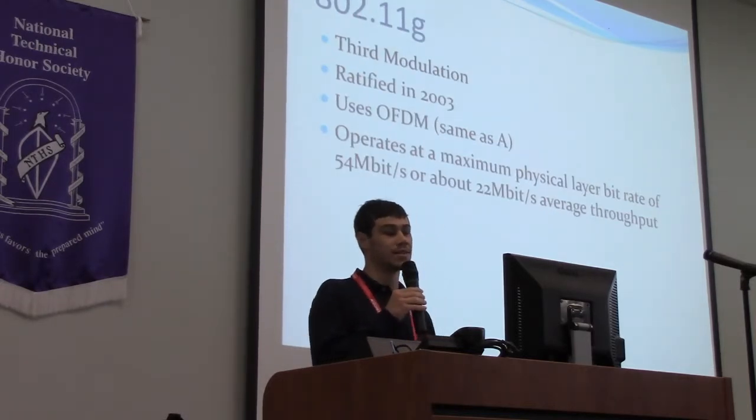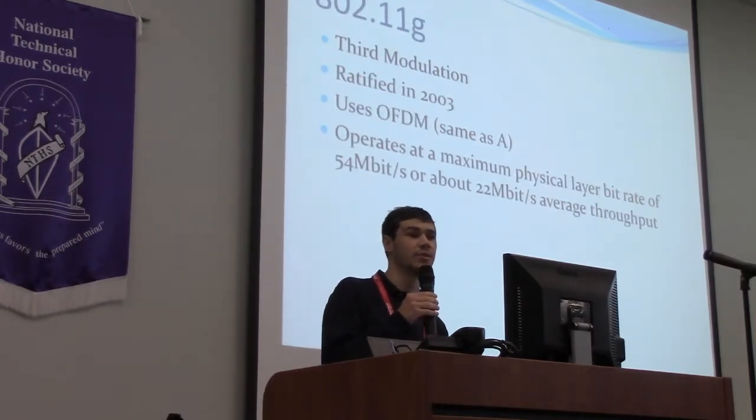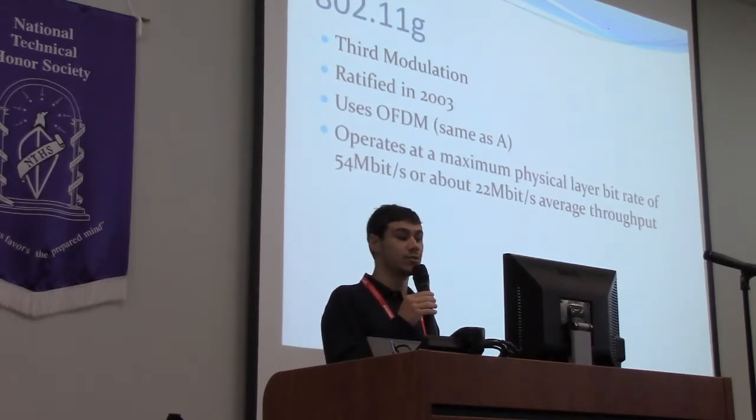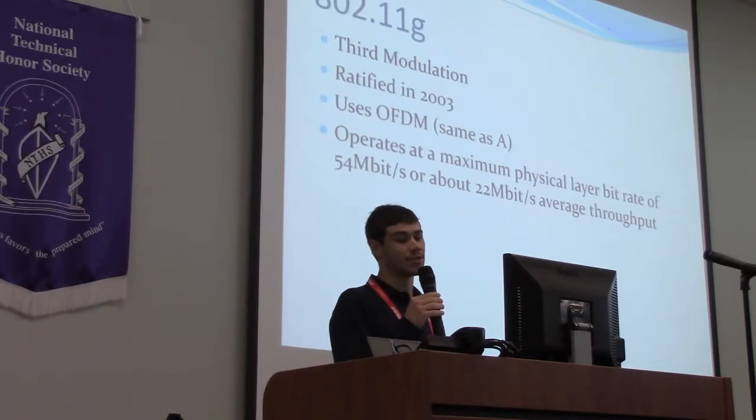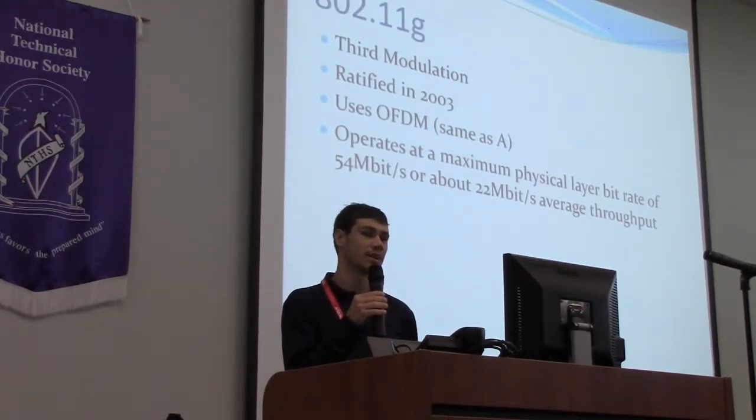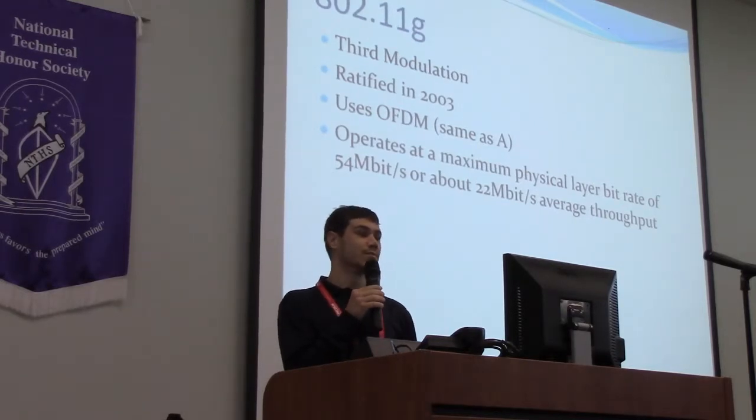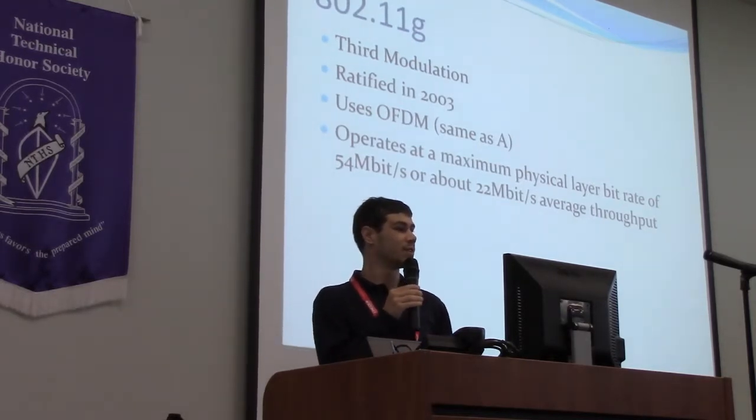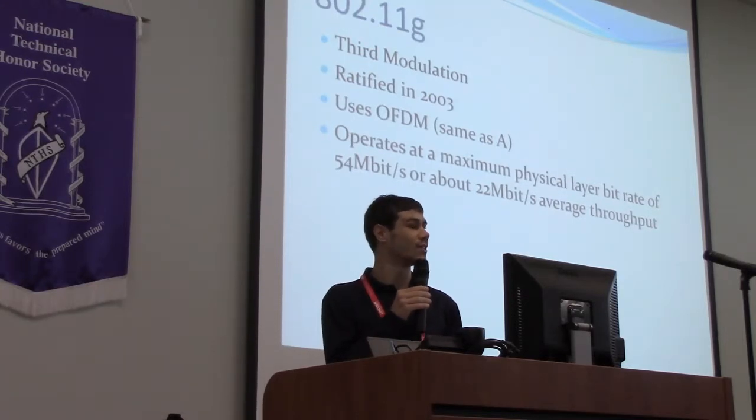802.11g is the third modulation, ratified in 2003. It uses OFDM, same as A, and it operates at a maximum physical layer bit rate of 54 megabits or 22 megabits per second average. Now, does anybody know what channel B runs on? Or G, I'm sorry.